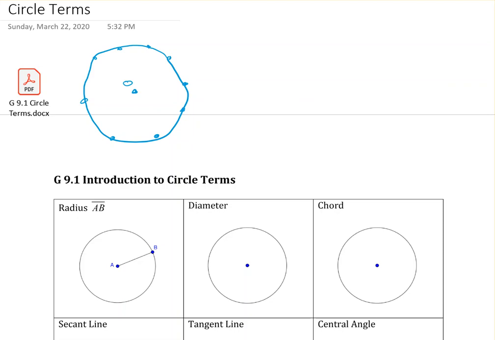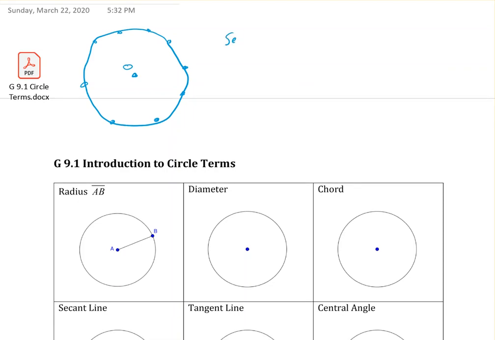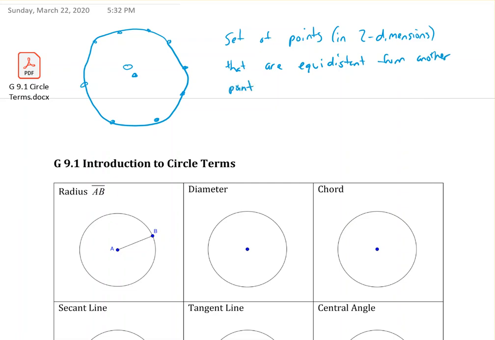And a circle, by definition, is the set of points, and I guess I should say this in 2 dimensions, because we don't want to start talking about solids yet. Or on a plane, right? So the set of points in a plane or in 2 dimensions that are equidistant from another point. So that's the definition of circles. That'll frame everything we're going to be doing for this unit.